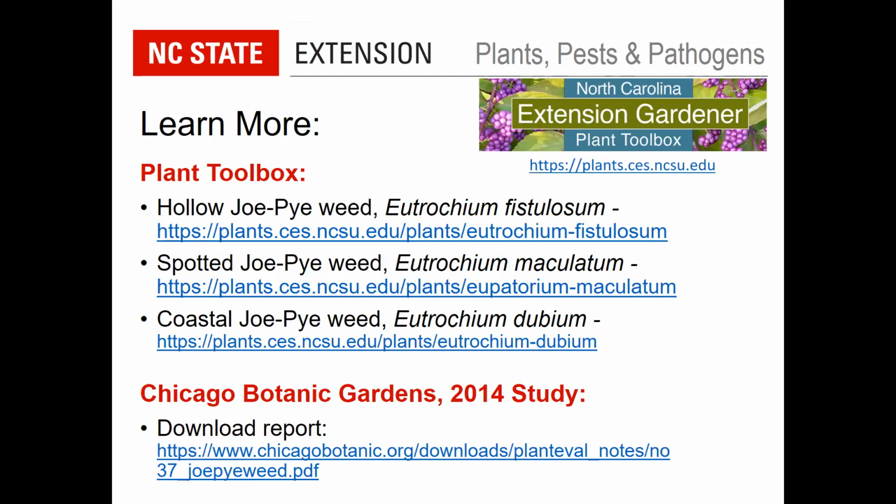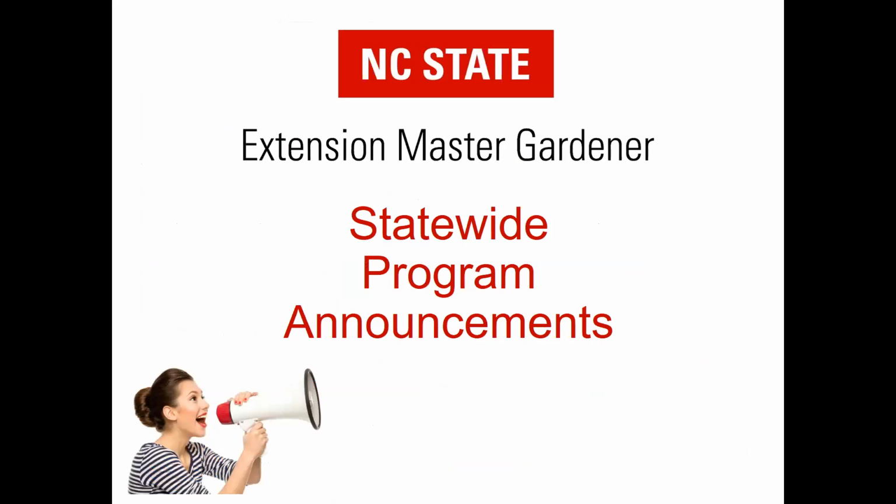All three of these are in the plant toolbox, so you can visit the site and learn more about them. There was also a really extensive study by the Chicago Botanic Gardens that looked at many species of Eutrochium and relatives, and you can get a much more in-depth understanding of the family by looking up that study and reading it. It's about 4 pages, and there's lots of beautiful pictures of the different varieties.